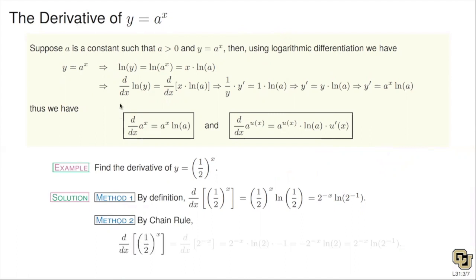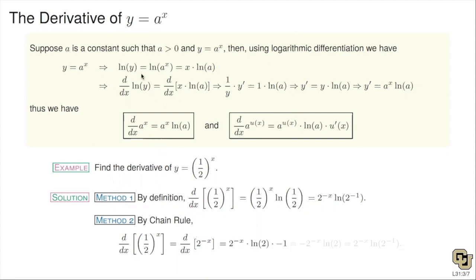Here, we're doing a chain rule. As I said, I write 1/2 to the x as 2 to the minus x, but now I can't use this formula anymore. The formula is for a raised to the x, not a raised to the minus x, not a raised to the 1 over x, but a raised to the single variable x. So here, this is 2 to the minus x. I should see this as a composition. It's 2 to the x composed with negative x. Negative x is the inside function. 2 raised to something is the outside function.